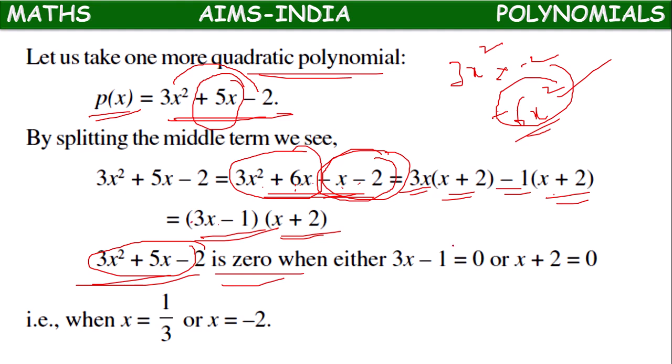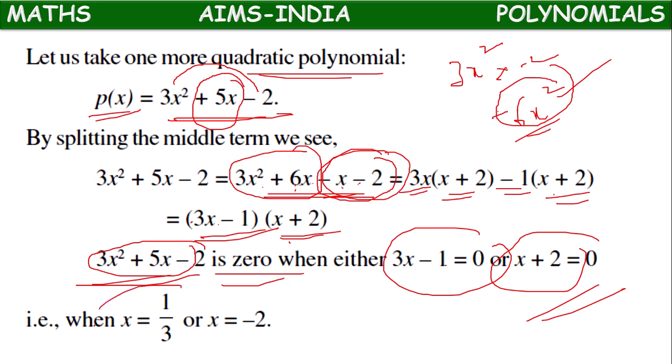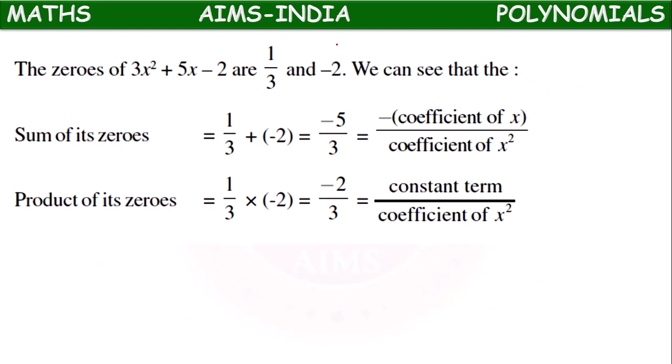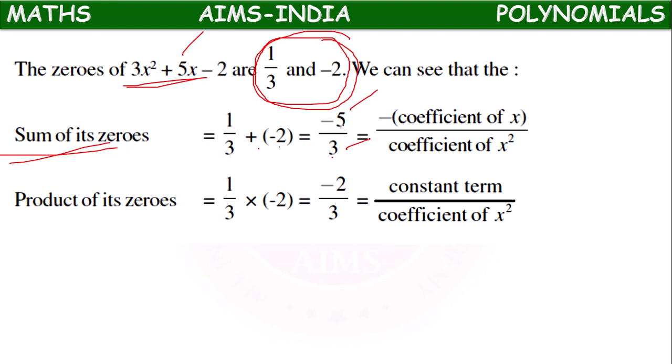Either the first factor is 0 or the second factor is 0. Means either x equals 1 by 3 from this, or x equals minus 2 from this. So 1 by 3 and minus 2 are the zeros of the given quadratic polynomial. So the sum of zeros, 1 by 3 plus minus 2, is minus 5 by 3. Here 5 is the coefficient of x, 3 is the coefficient of x square. So minus coefficient of x by coefficient of x square, means minus b by a.